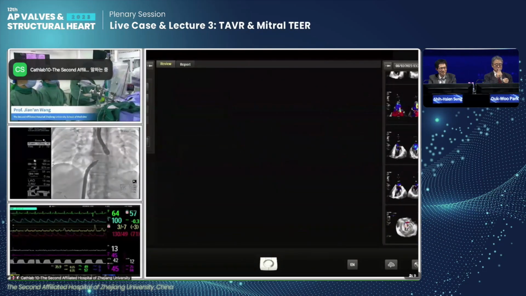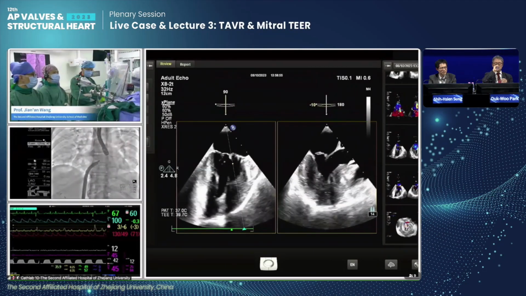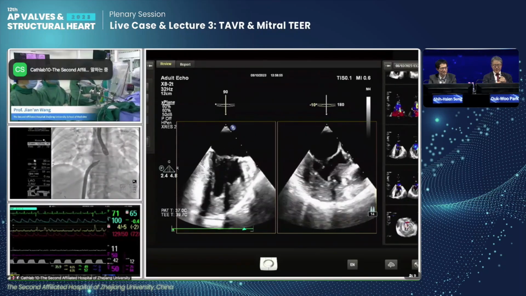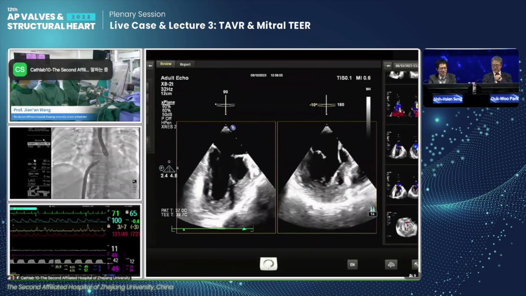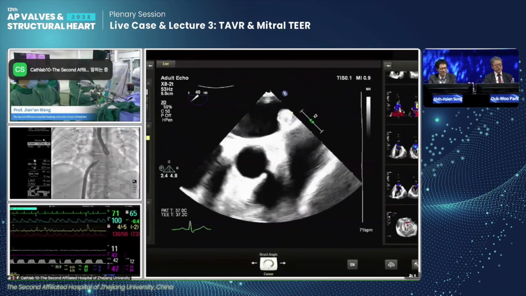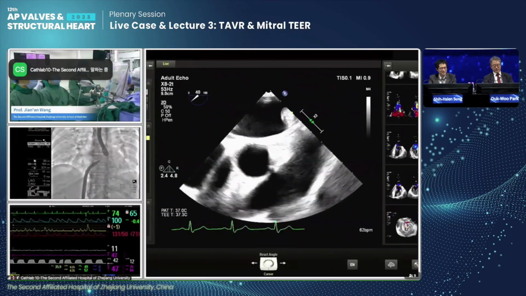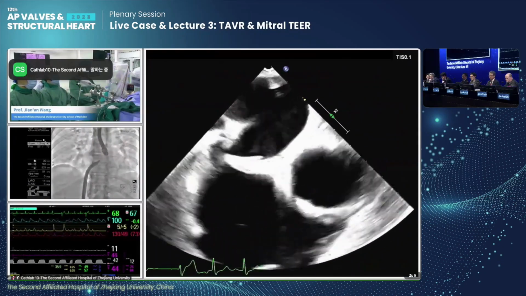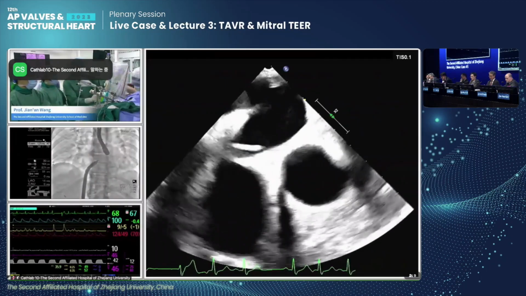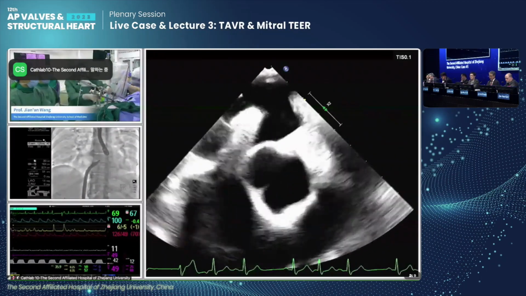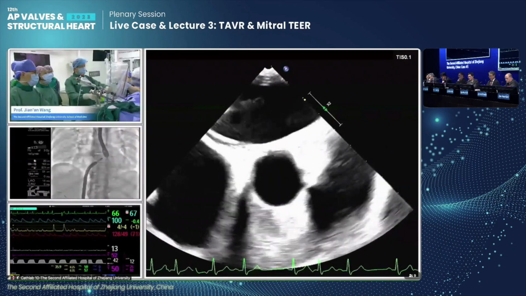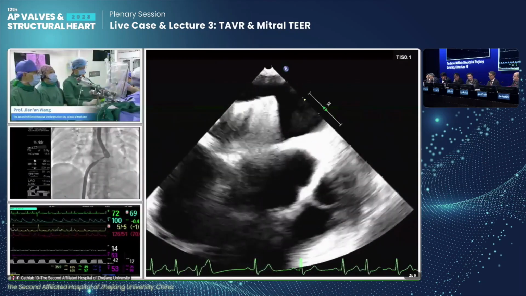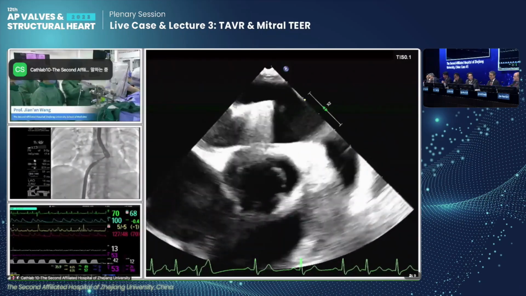Okay, Professor Wang, how many clip sizes will Dragonfly have? It also has 4 sizes: long, short, narrow, and wide. And it can grasp independently and can check the gradient simultaneously. So now we would like to have opinions from our panelists, the TEER experts.